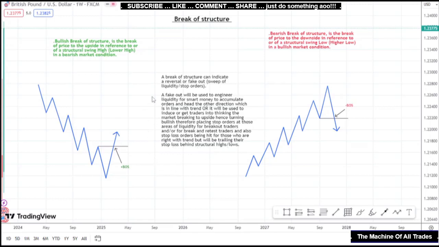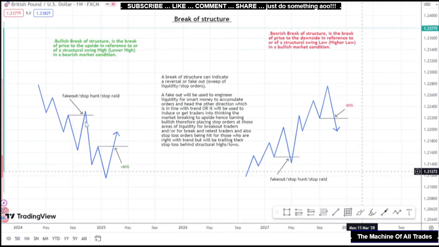What does this English mean? Let me try to explain it with my own English. Fake outs are meant to engineer liquidity. They will get you to take a position, and then the market goes in another direction.